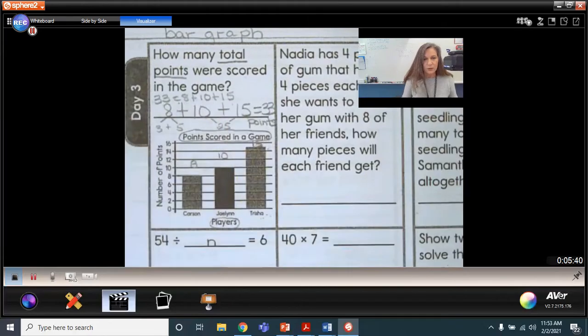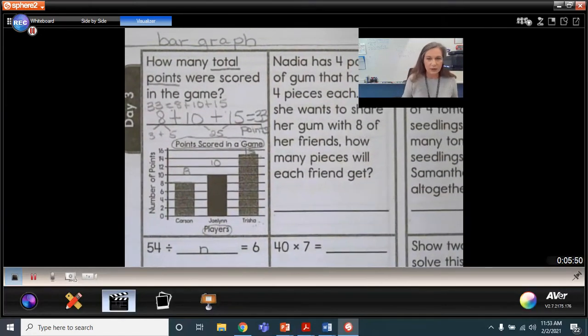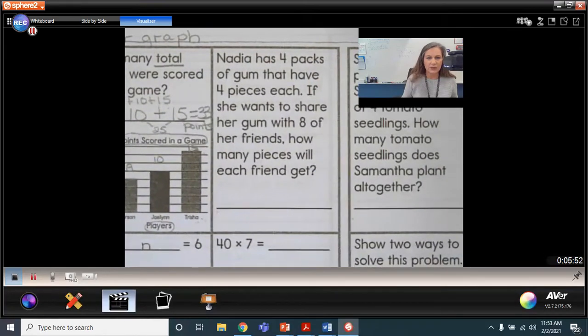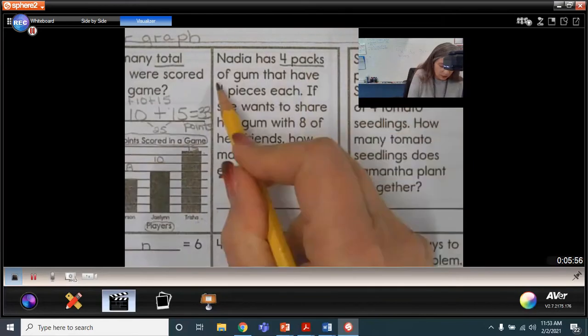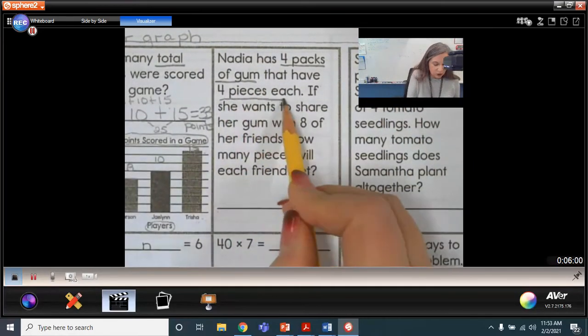Okay? So bar graphs are a type of graph that show data in bars. Okay? Bar graph. Now let's take a look at our word problem. It says Nadia has 4 packs of gum. So really those could be a group, right? That have 4 pieces each.